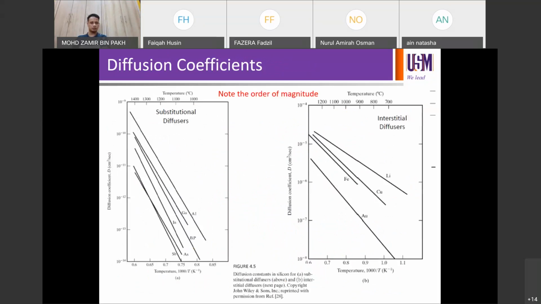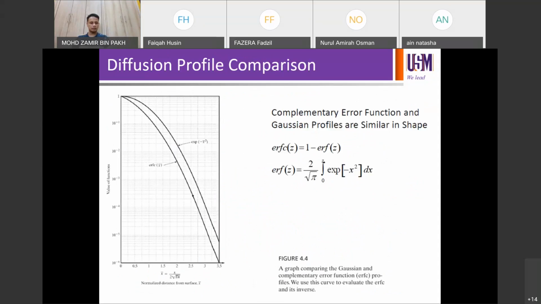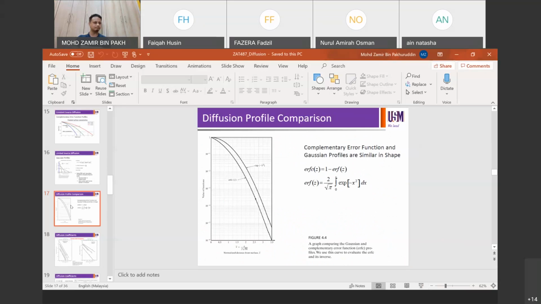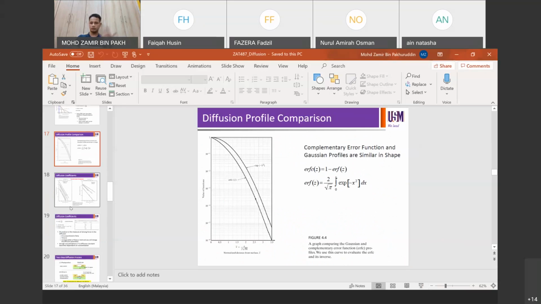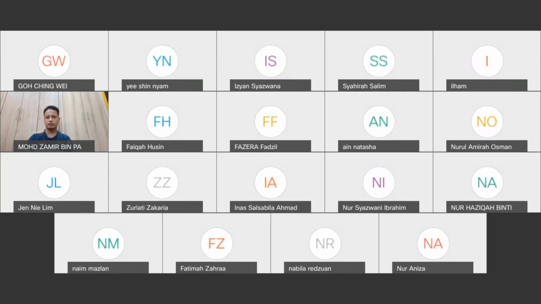So I think I'm just gonna stop here. Then I'll see you again next week with the diffusion process. We have like 20 more slides to go for the diffusion process. Right, do you understand so far? Is it okay? Semua paham? Anything you would like to ask on the diffusion?